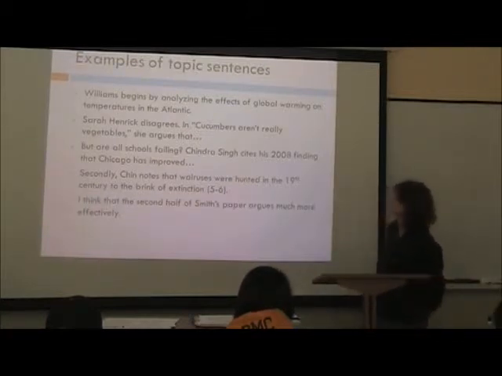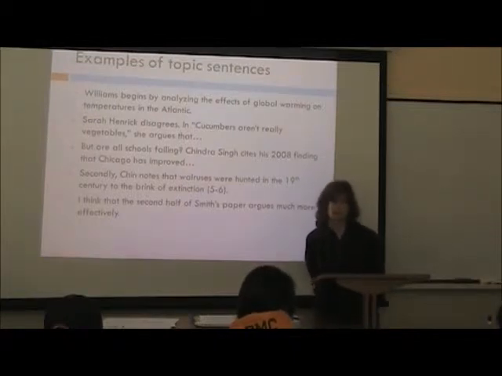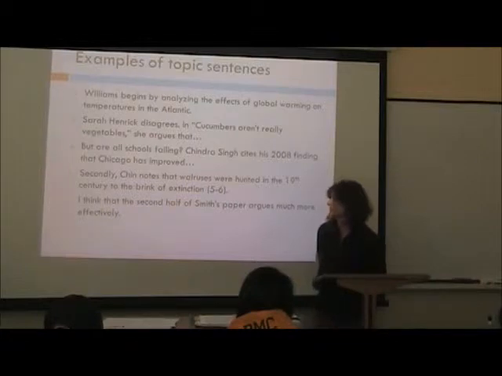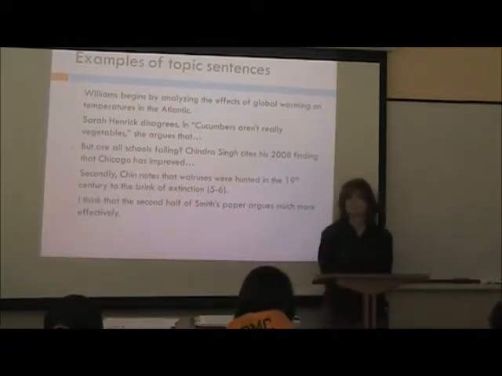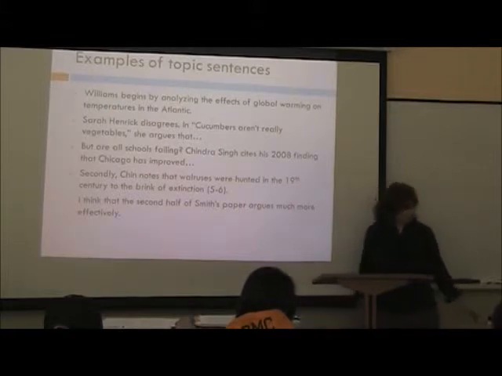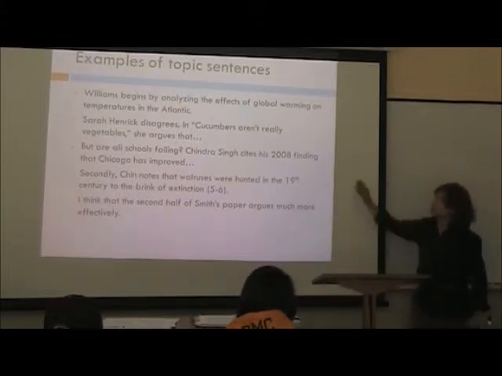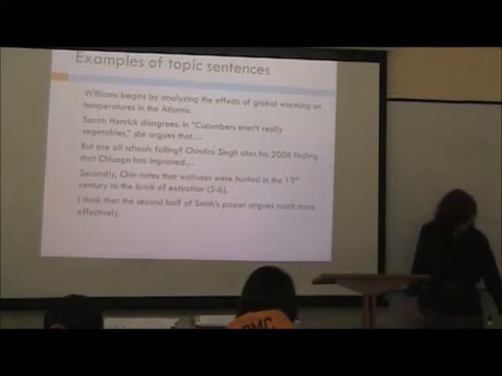I think that the second half of Smith's paper argues much more effectively. I don't think this is a great topic sentence, but I just wanted to point out that there are going to be some papers where it's okay to use "I." Generally, in this case, this really means the same thing as "the second half of Smith's paper argues much more effectively," right? Because it's implied that it's you doing the thinking. But I just want to let you know, this is one way you can start it. Does anybody have any questions about the way these are written?